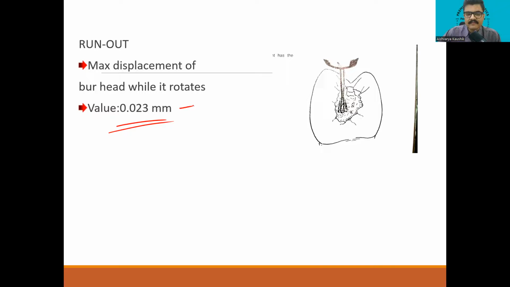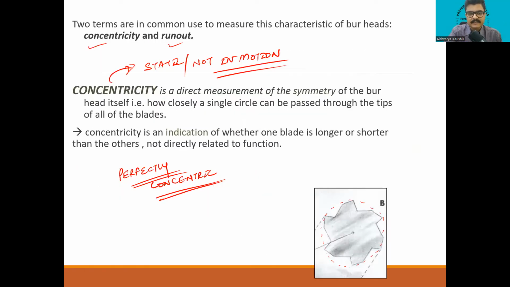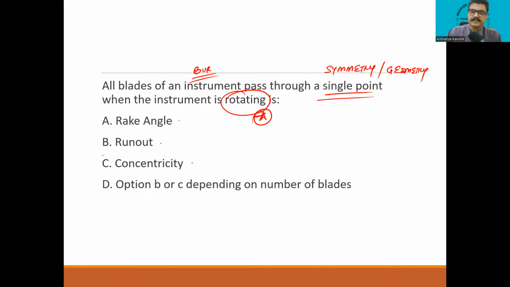So this is again a very important MCQ coming from this question. This MCQ was asked about 10 years back in an All India PG entrance examination. Obviously, we go back to the answer. The answer is very simple. All blades of an instrument pass through a single point when the instrument is rotating, that is, it is in motion. So the answer is run out, no doubt. That's it. No confusion regarding this.